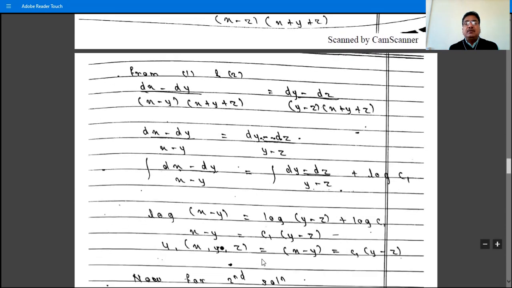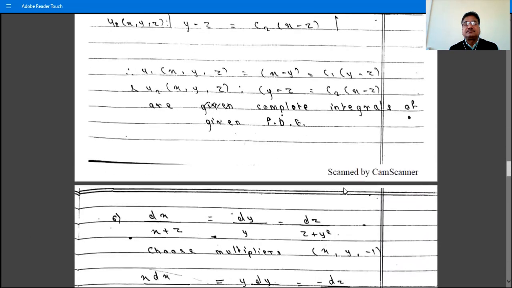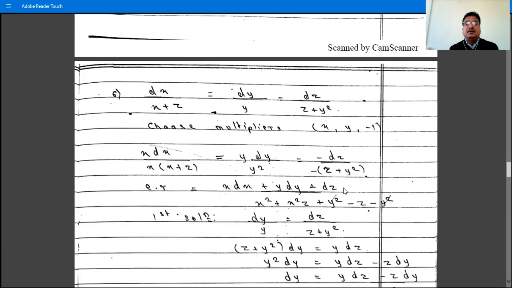The multipliers are 1, minus 1, 0. And in the place of each ratio, out of these three ratios, compare any two. We have the first solution, and compare the first and third, and then the second and third. We have the two solutions. This is example number 5.